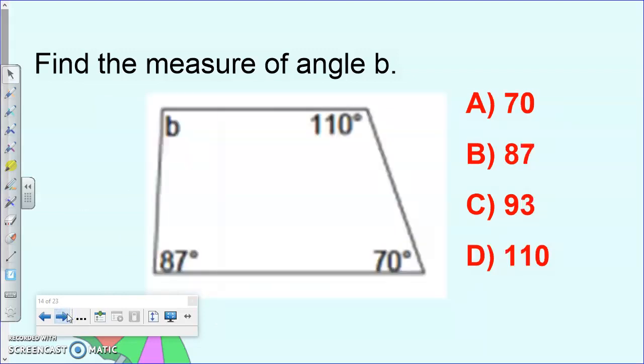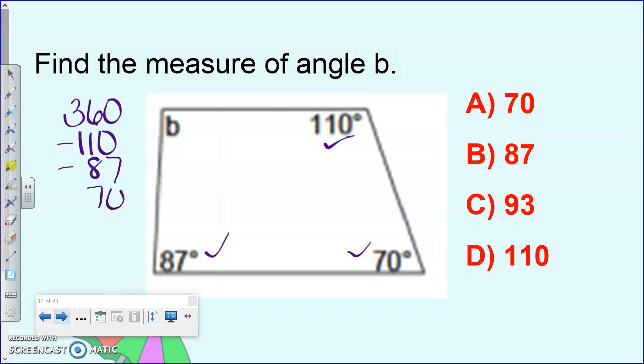Next up, it says find the measure of angle B. So again, I'm going to take 360 degrees because all quadrilaterals are 360 degrees. And then I'm going to subtract off the angles they give me. So I'm going to subtract off 110. Then I'm going to subtract off 87. Then I'm going to subtract off 70. So when I do 360 minus 87 minus 70, I get 93 degrees. So angle B is 93 degrees.